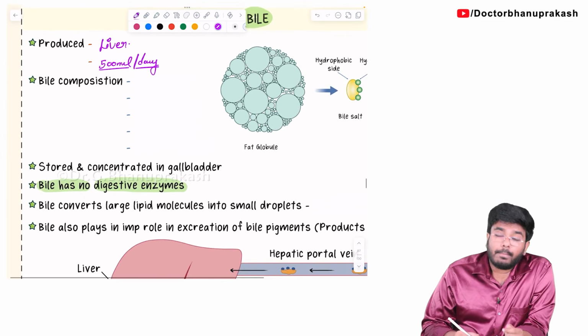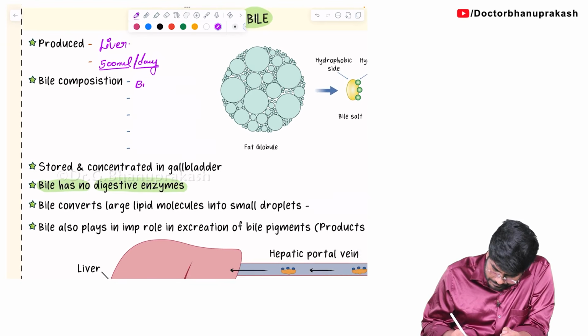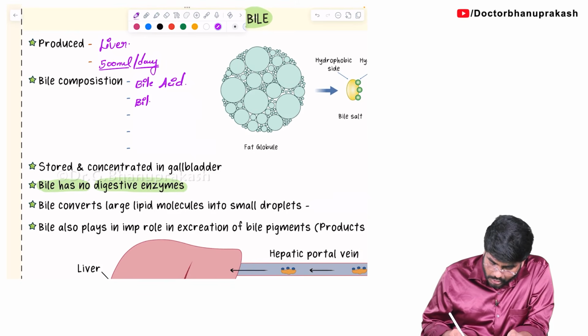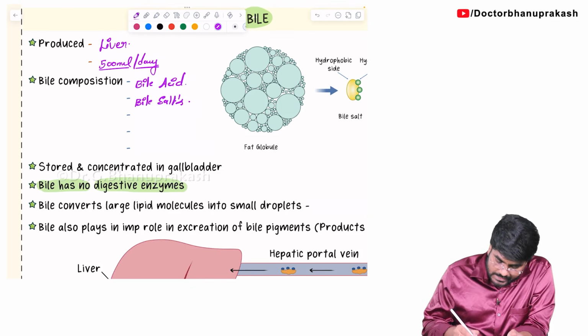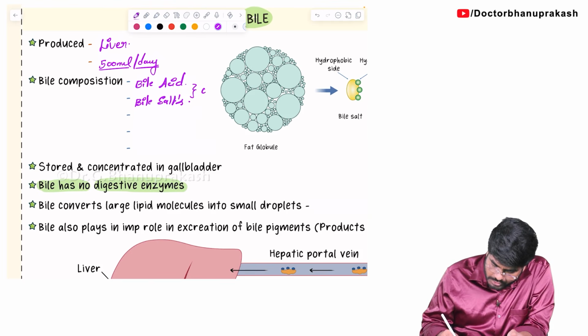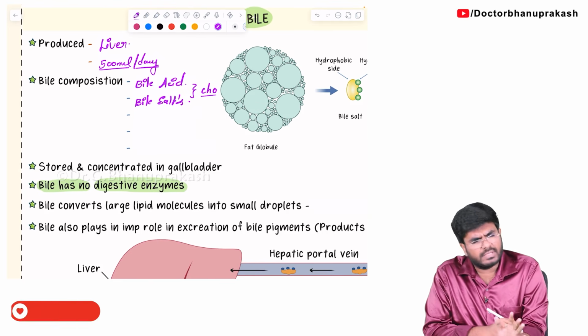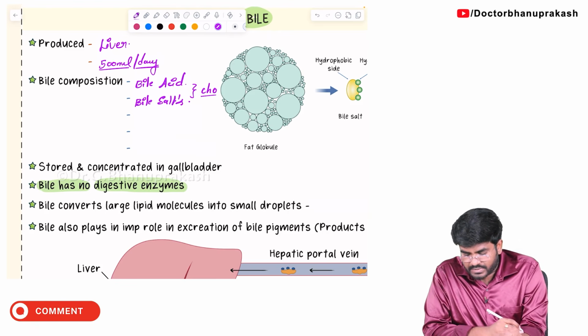Bile composition. Bile contains bile acids. Bile acids, you will study about them in biochemistry. What are the different types of bile acids? Bile acids, bile salts. See, these bile acids and bile salts, they are derivatives of what? They are derivatives of cholesterol. Okay, they are made from the cholesterol, guys. What they will do, we will see later. But bile acids and bile salts themselves are nothing but cholesterol. They came from the cholesterol.